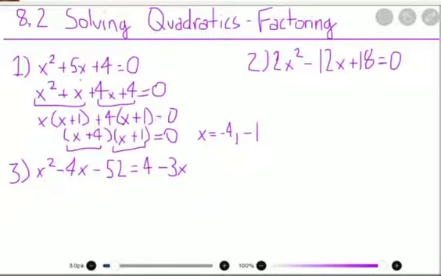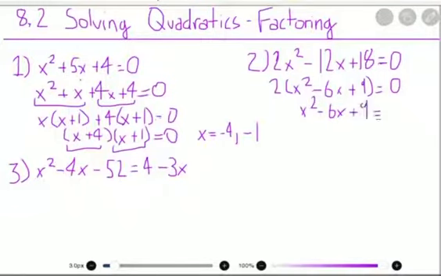Looking at the next question, we can see that all of the coefficients a, b, and c are divisible by 2. So first we can factor out the 2: 2 times (x squared minus 6x plus 9) equals 0. And then we can divide both sides of the equation by 2, and we are just left with x squared minus 6x plus 9 equals 0.